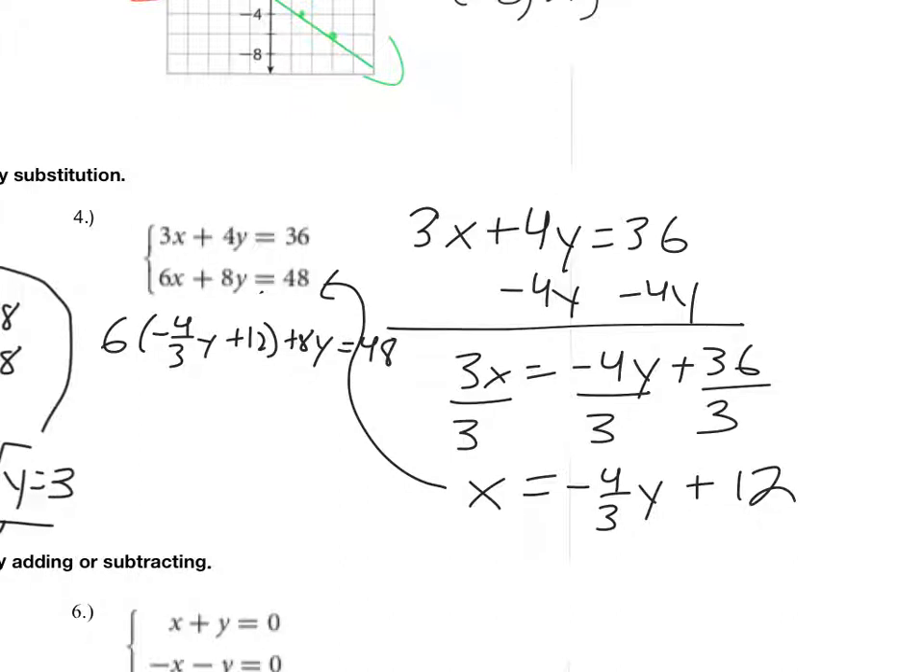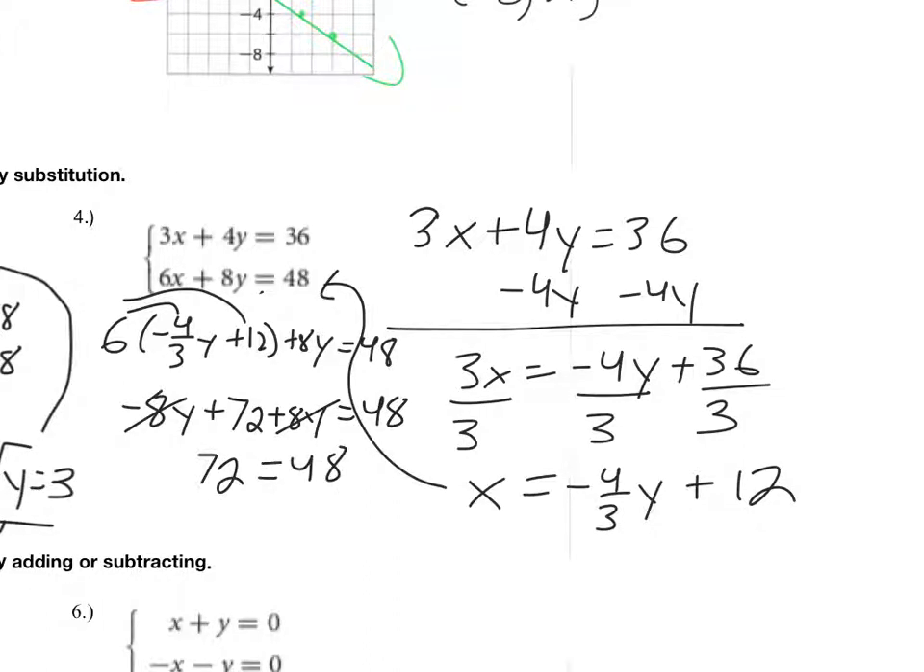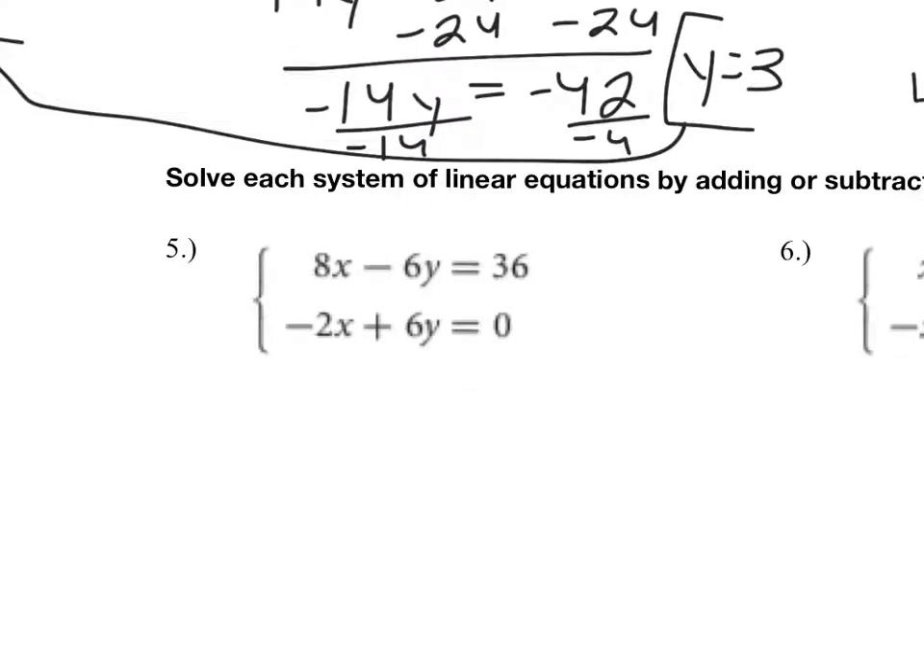All right, and we would go ahead and distribute. So this is actually going to give me negative 8y plus 72 plus 8y equals 48. So this one's going to be interesting because these are going to cancel out. We're just going to be left with 72 and 48. So when that happens, you just need to look at the numbers. If they equal each other, that means that there would be an infinite amount of solutions. It would mean that these two lines would actually be right on top of each other. If they don't equal each other, that would mean that these two lines are parallel, which means there are no solutions.